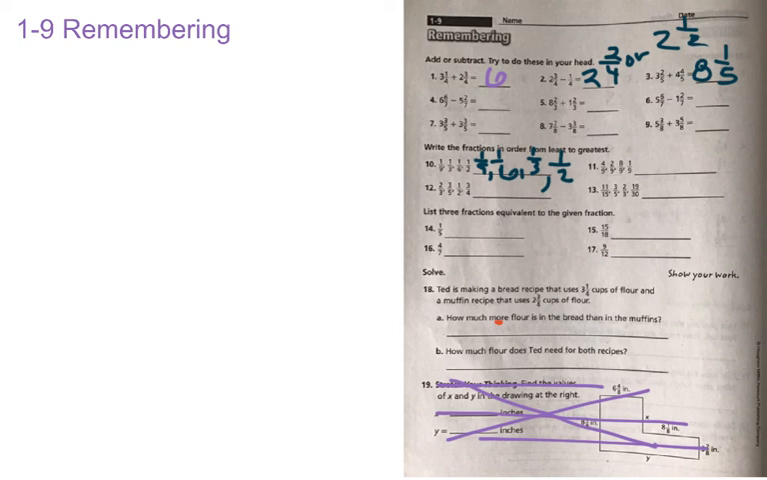And then B, how much flour does Ted need for both recipes? And then both is going to be your key word there, and that's going to be combining them. So that's going to be an addition problem.